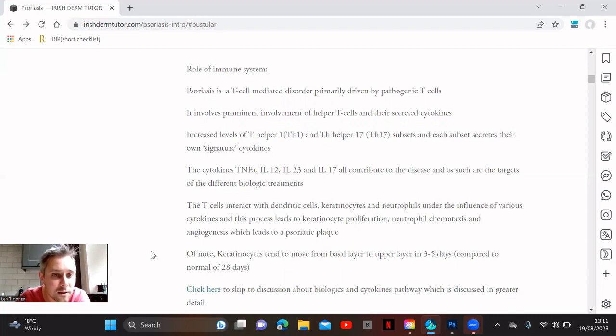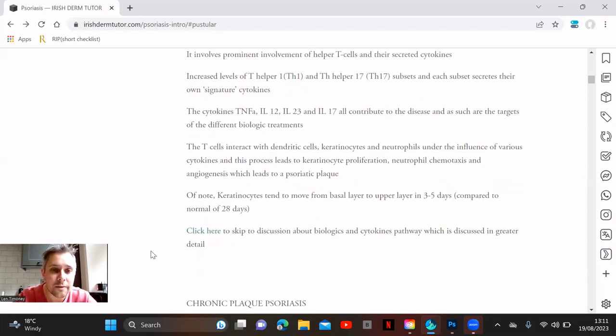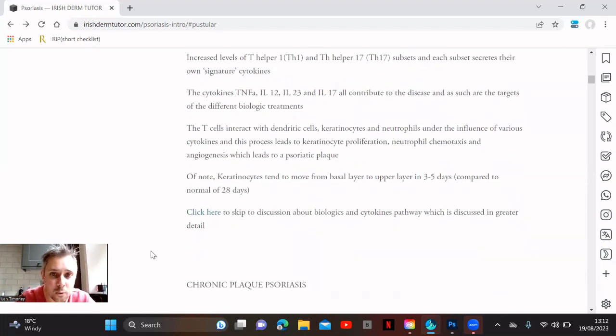So the cytokines you see that are raised in psoriasis include TNF alpha, interleukin 12, interleukin 23, and interleukin 17. And these all contribute to the disease. And as such, these are the targets of the different biological treatments we use. The T cells then can interact in a complex way with dendritic cells, keratinocytes, and neutrophils. And under the influence of various cytokines, this leads to keratinocyte proliferation, neutrophil chemotaxis, and angiogenesis. And this gives us the picture of the psoriatic plaque.